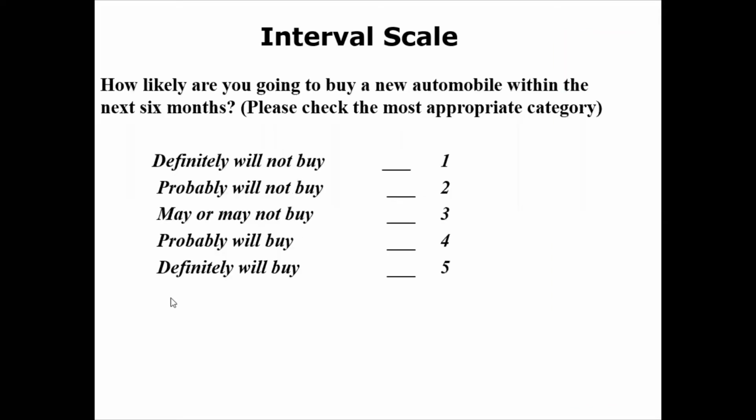So for interval scale, you can take one example. Here one question is there. How likely are you going to buy a new automobile within the next 6 months? So definitely will not buy is one, probably will not buy is two, may or may not buy is three.